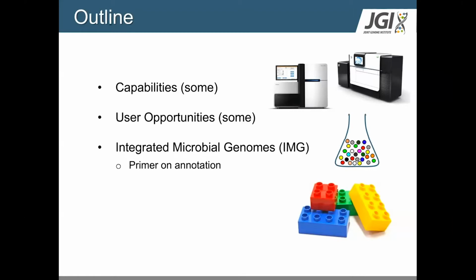And then the second part is just talking about the user programs. And these are basically program calls where you can send a white paper and propose to use those capabilities. So you get free access to all the capabilities, the sequence data, and some of the computational analysis if you're an approved user.